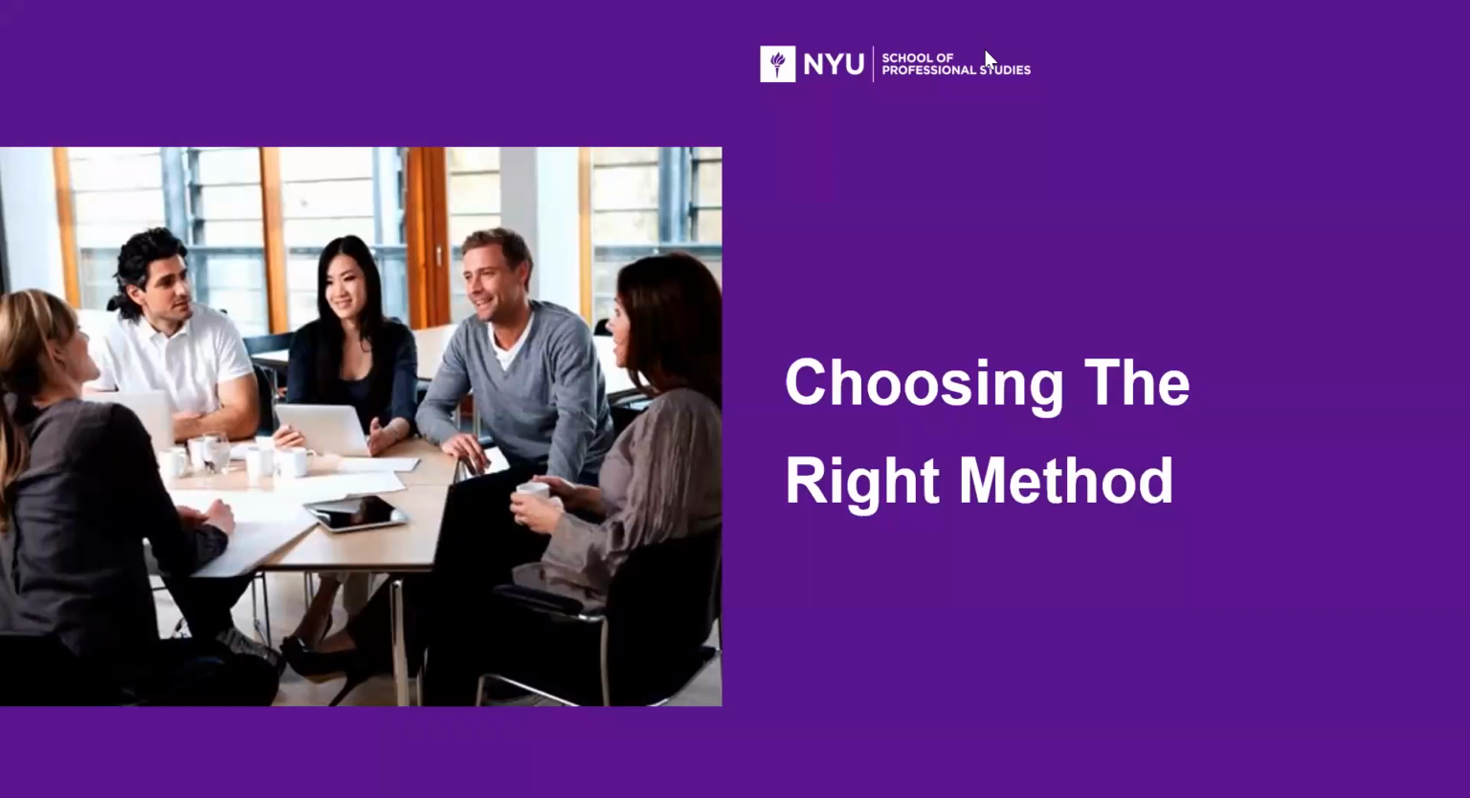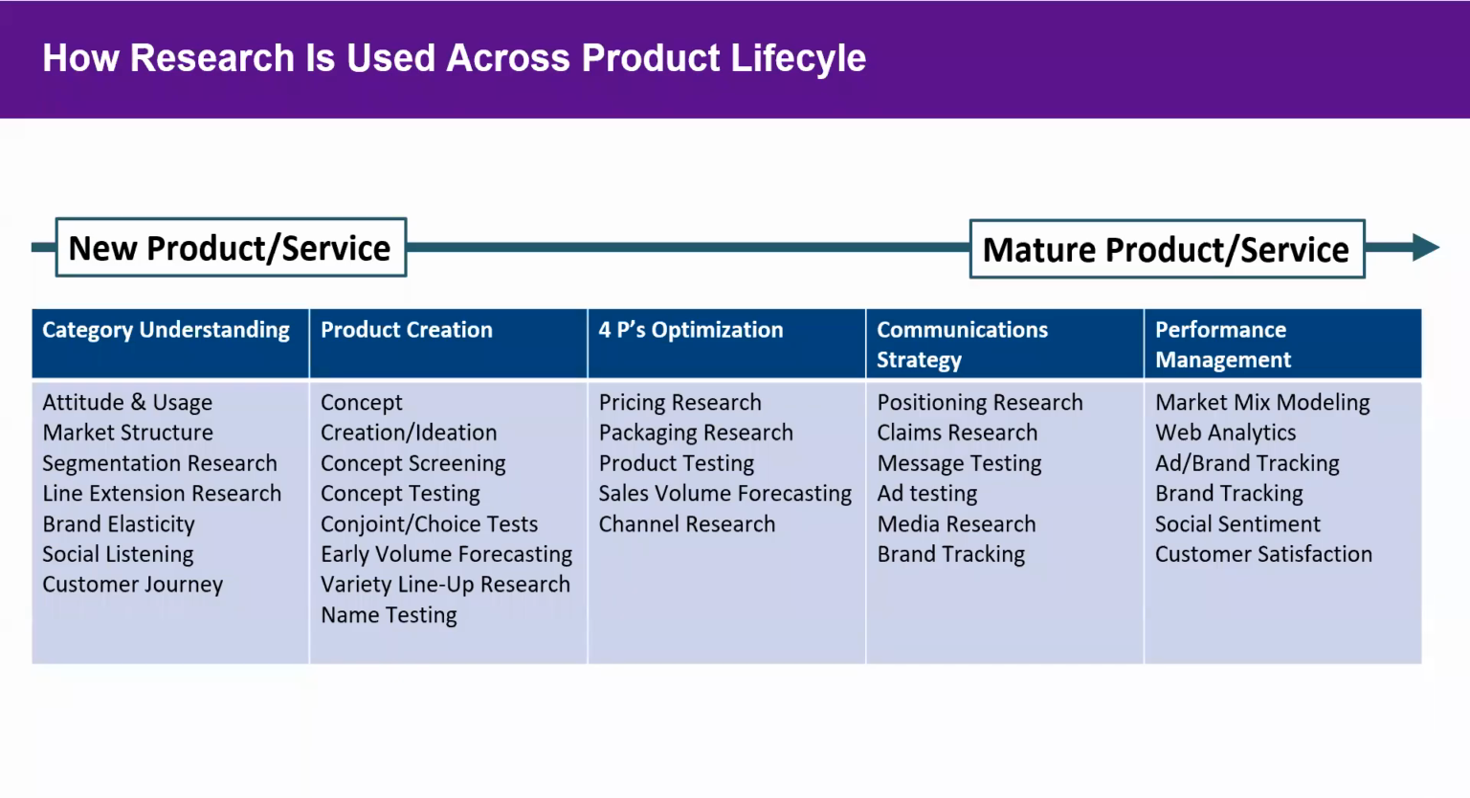Okay. So in terms of how we think about choosing the right method, here we're looking at a continuum of where we think different types of research can fall. As we move left to right, we think largely from new products and services, moving more towards mature products and services on the right-hand side of the slide.